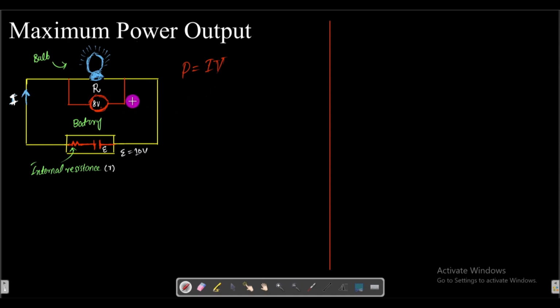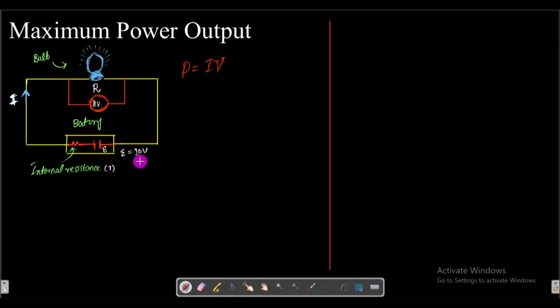So why don't we achieve the maximum power in a circuit? Because here we have this simple circuit. It consists of a battery, and the battery has its own internal resistance. So some of the voltage will be dropped in the internal resistance, due to which we don't achieve the maximum power in a circuit.